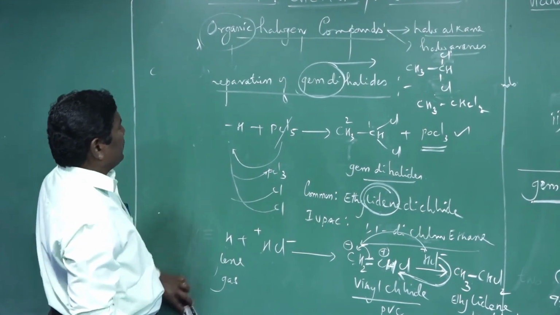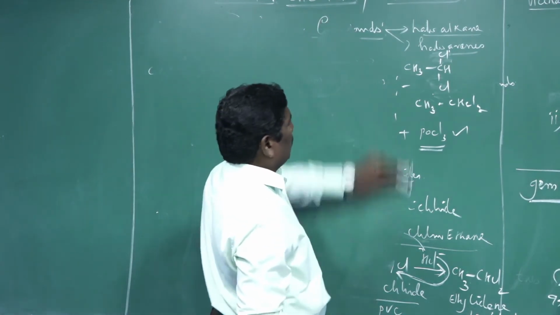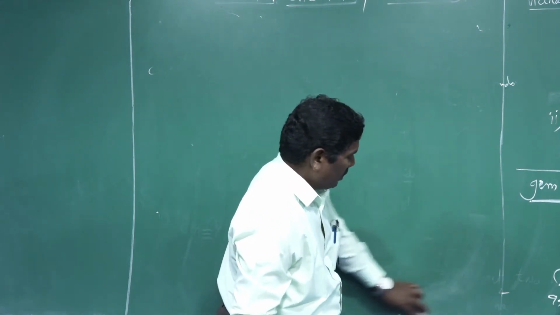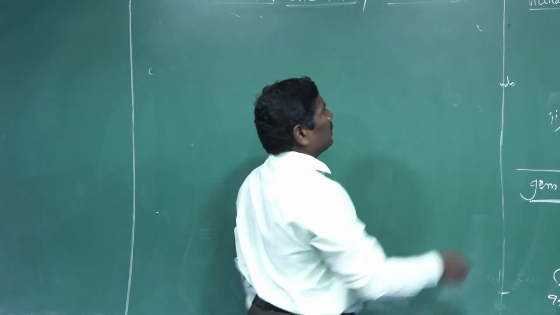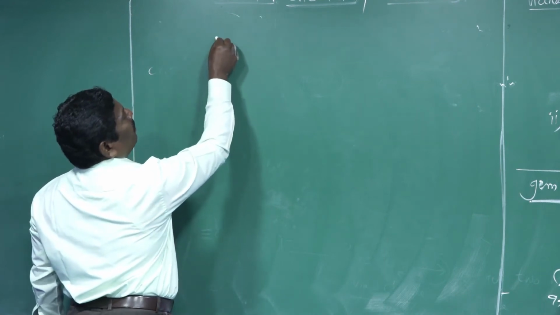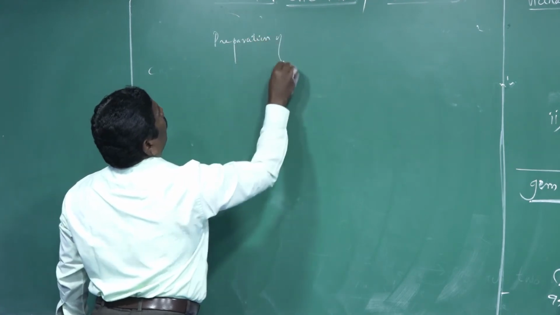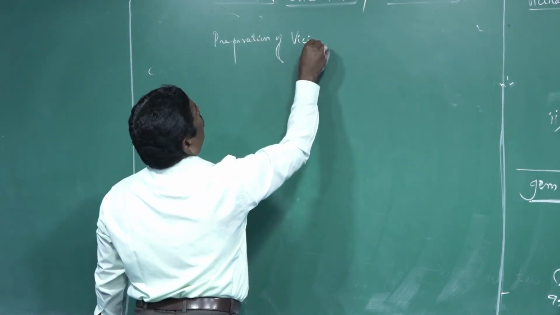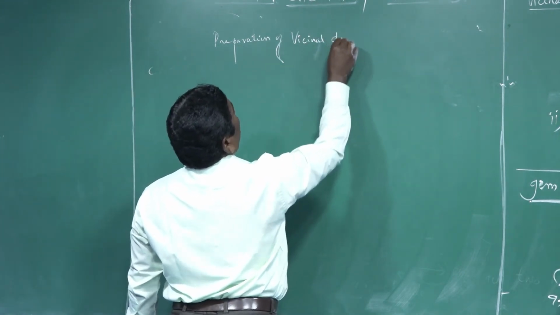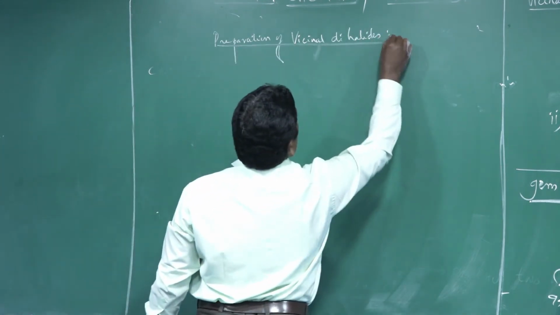The vicinal dihalides are compounds containing two halogens on adjacent carbons. How to prepare these compounds? There are simple methods of preparation which we are going to see here. Preparation methods of vicinal dihalides.